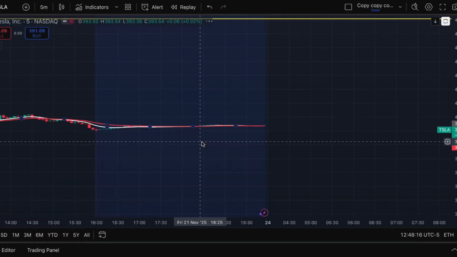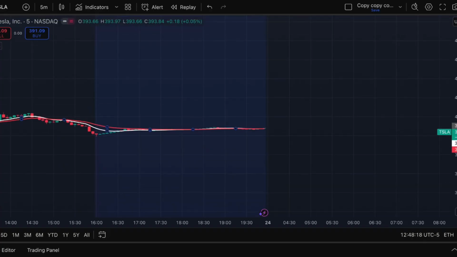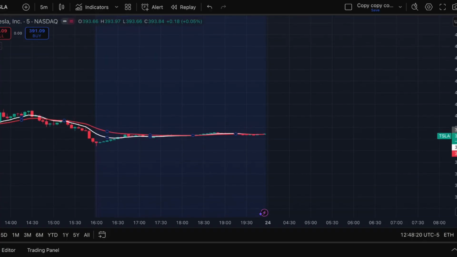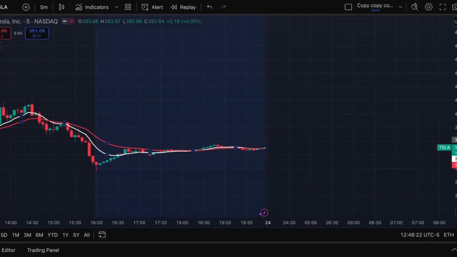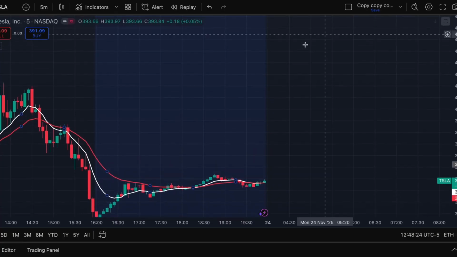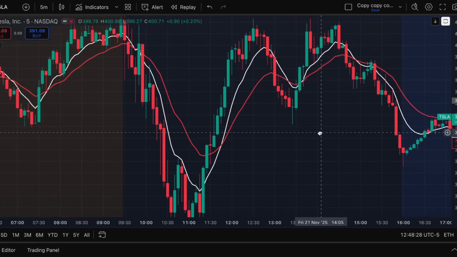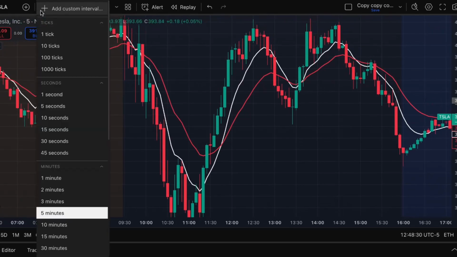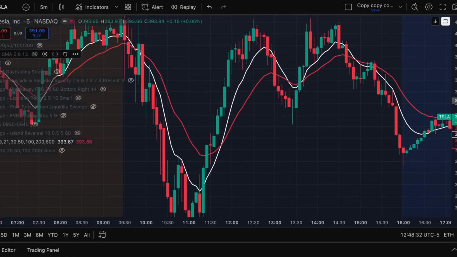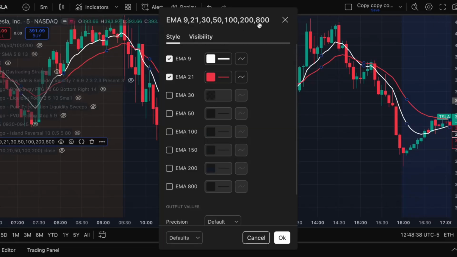This is how I get my entries and my exits, especially when I'm day trading. I'm going to show you how to do this here in just a minute. Hold on, let me make sure. I don't remember what it said. The 9 was red, I think. Or no, the 9 was white. The 9 is white. Okay.